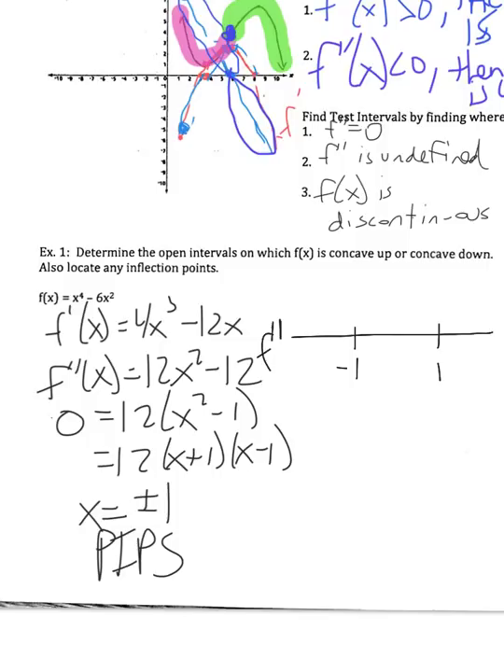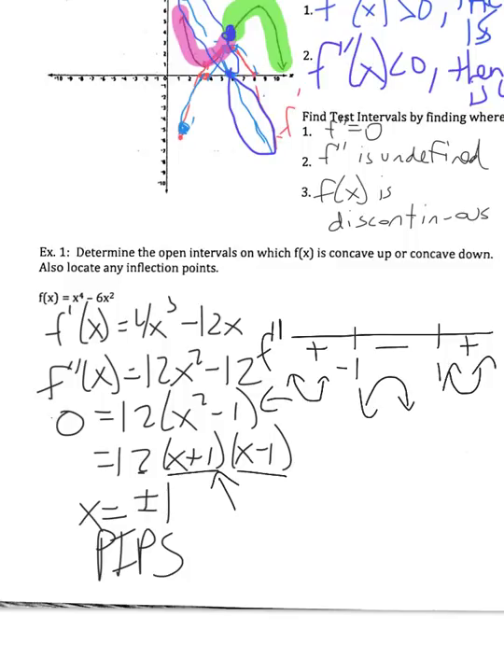So if I plug a number less than -1 into the second derivative, so let's plug -2 into the second derivative. So if I plug -2 in there, we're going to get 12 times positive, so 12 times a negative, times another negative is a positive. So the graph in this interval is concave up. If you plug 0 into the second derivative, you get 0 minus 1, -1 times 12 is negative. So concave down. And if you plug 2 in, you're going to get positive, positive, positive. So concave up.